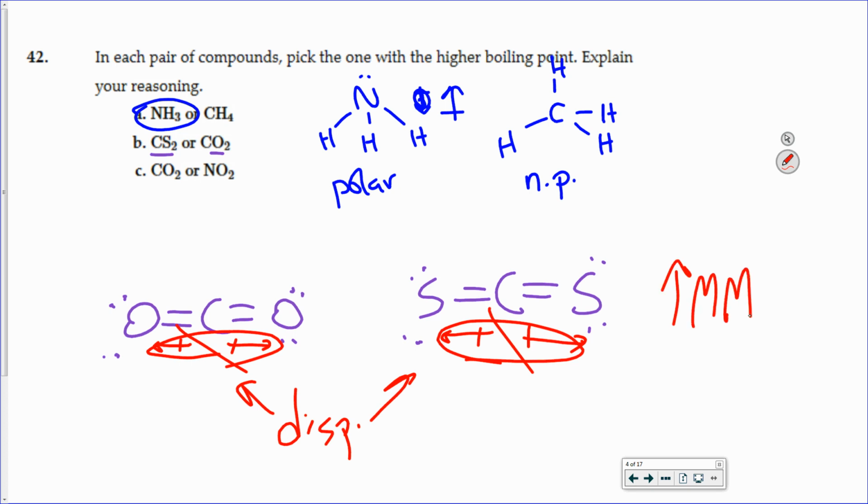Look for the one with the highest molar mass. Okay, so the highest molar mass, if I look at it, sulfur is heavier than oxygen. So the carbon disulfide is going to have the higher boiling point.